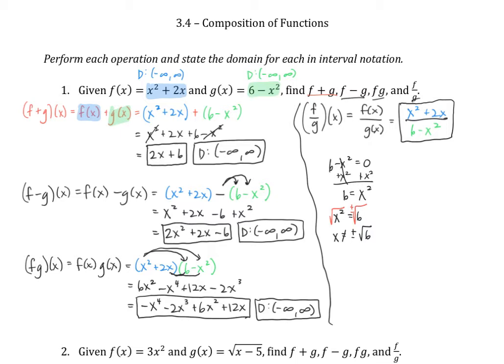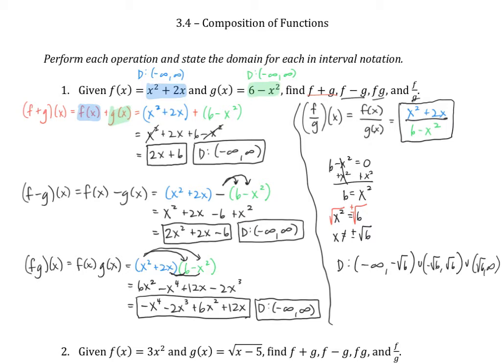So you want to use interval notation to give your domain. So it can be everything except those. So we're going to say negative infinity to the smaller of the two values, which is negative square root of 6, parentheses, union negative square root of 6 to square root of 6, union square root of 6 to infinity.